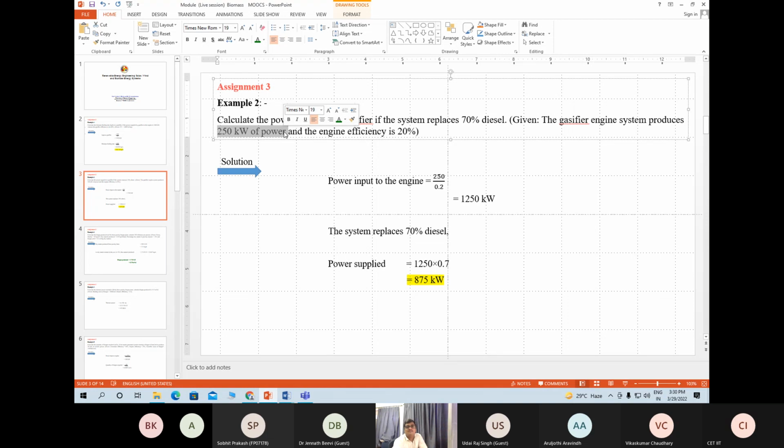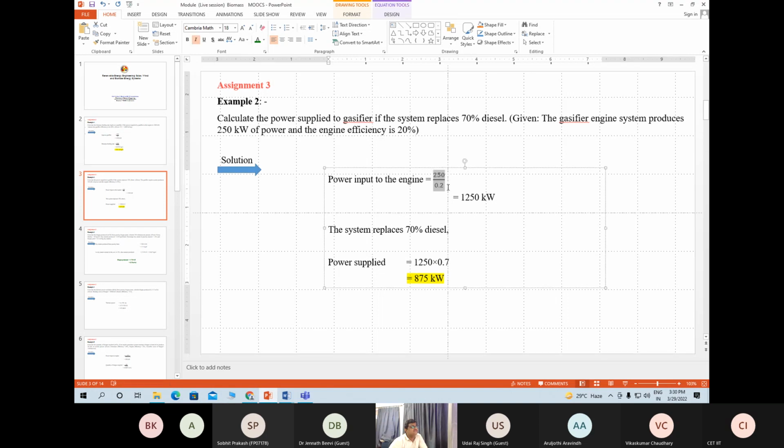Based on this, I know the output power of this engine and I know its efficiency. I can immediately calculate the input power required by the engine, because I simply have to divide by the efficiency, which is only 20%. As a result, the input power required is significantly high. Because of the 20% efficiency, if you multiply 1250 by 0.2, you will get 250 as the answer. That's why the output is 250 kilowatt only. So we are going backward, doing the backward calculation here to calculate the power supply to the gasifier.